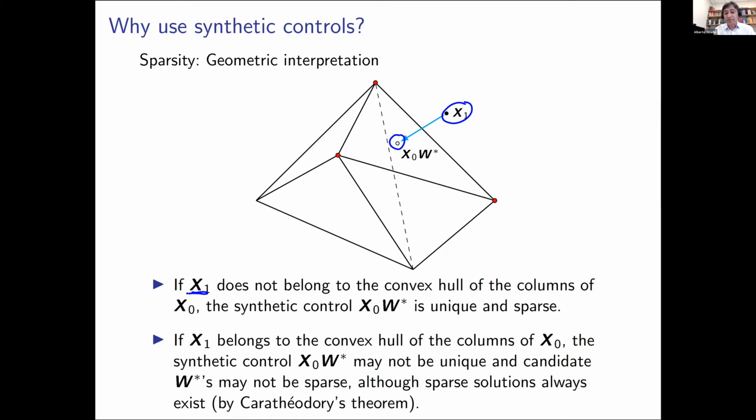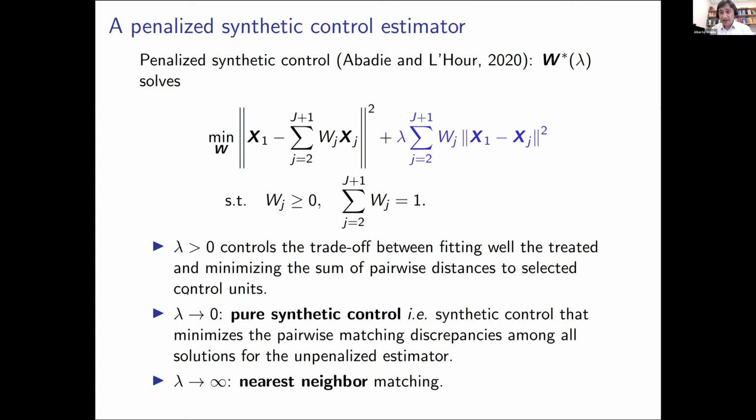If x1 belongs to the convex hull, the synthetic control may not be unique, and you will have candidates. Typically, you will have candidates for a synthetic control that may not be sparse. Okay, typically you will have an infinite number of solutions, although we know that there are sparse solutions among them. Okay, and the question is how we can decide among all these many solutions, and can we get one that is optimal in some way, and is this optimal solution going to be as sparse as before? And this is related to one of the new techniques in the synthetic control literature.